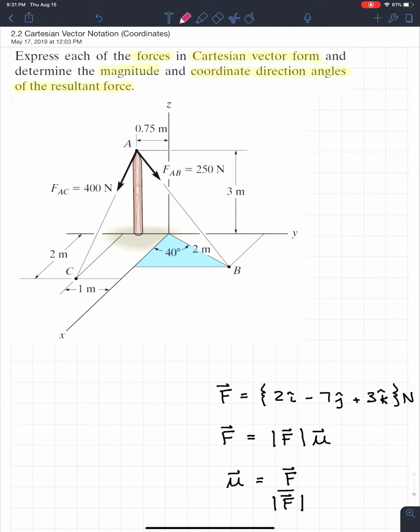Alrighty, so let's do force AC. So right off the bat, we know that the magnitude of FAC is going to be equal to 400 newtons. It's just given to us right then and there, 400 newtons. So like the last question, we have 2 points, point A and point C. And in the end, we're going to have to find that unit vector from the position vectors, and then we can find the force AC.